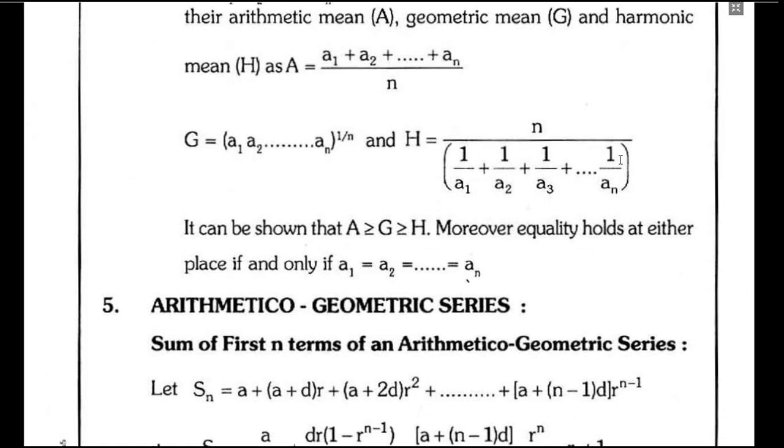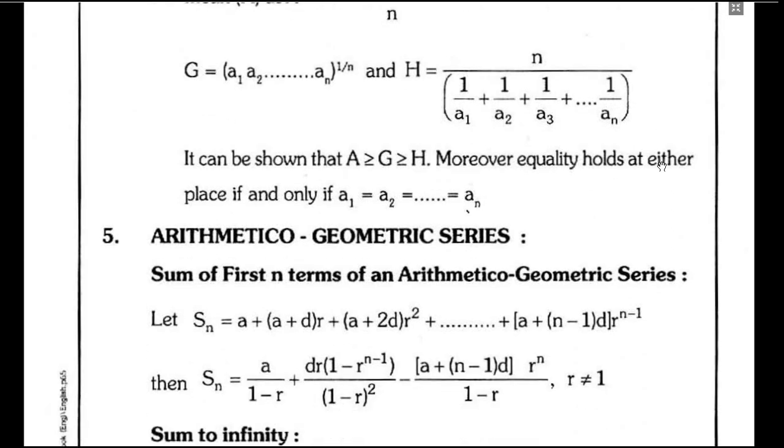It can be shown that A is greater than or equal to G, which is greater than or equal to H. Moreover, equality holds at either place if and only if all the terms are equal, A1 equal to A2 equal to ... equal to AN.